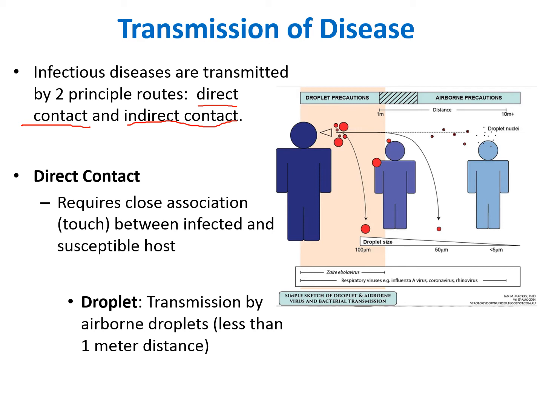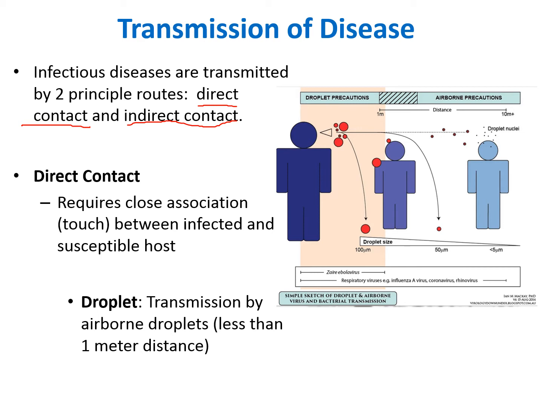The cat that has ringworm rubs around your legs and transmits the fungus to your skin directly. You kiss a boyfriend or girlfriend and they transmit the mononucleosis virus to you. It's Epstein-Barr, by the way. Or you contract gonorrhea through sexual contact. Okay, so that's what we mean by direct. Someone is touching the microorganism directly. Direct contact can also occur when humans touch contaminated soil or contaminated water.